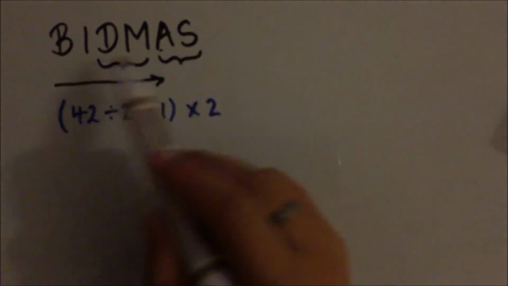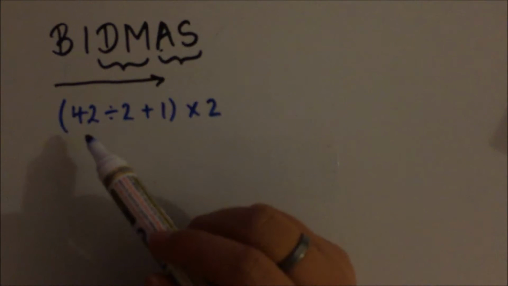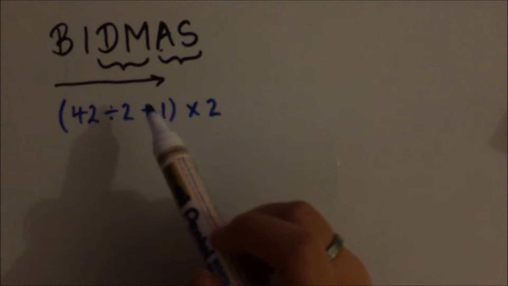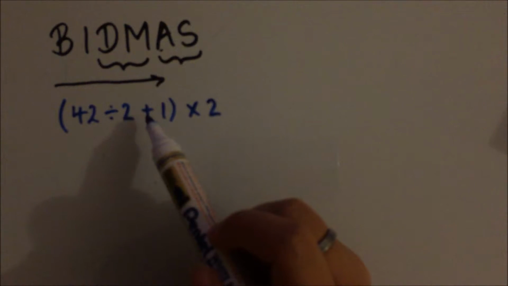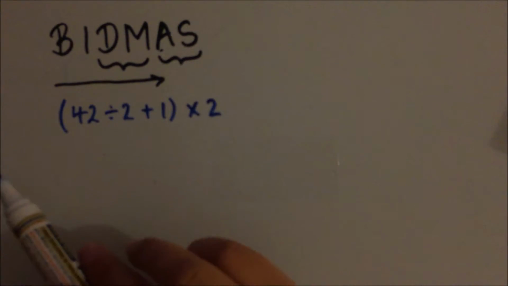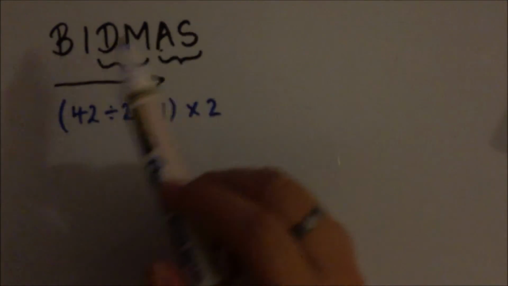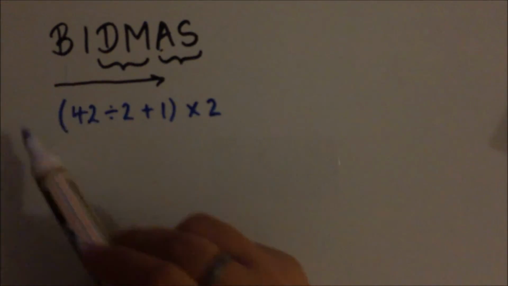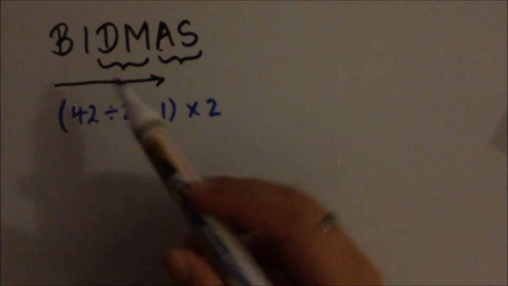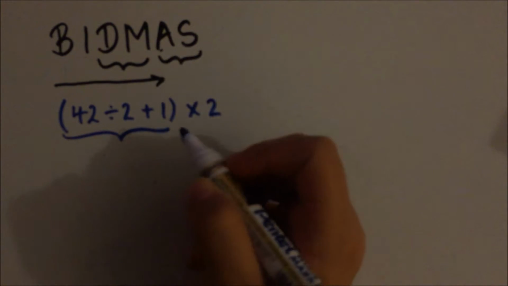So let's take a look at this example now. This is slightly more complicated than the last one, only because it has one more operation than the last one. This one has a division, which the last one didn't. So let's refer back to Bidmas again, and let's look for brackets. Does this have brackets? Yes, it does. So the bracket becomes our main focus.